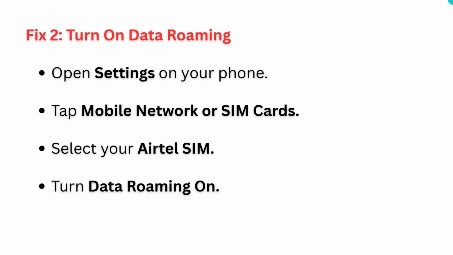Fix 2. Turn on data roaming. Open settings on your phone, tap mobile network or SIM cards. Select your Airtel SIM, turn data roaming on.